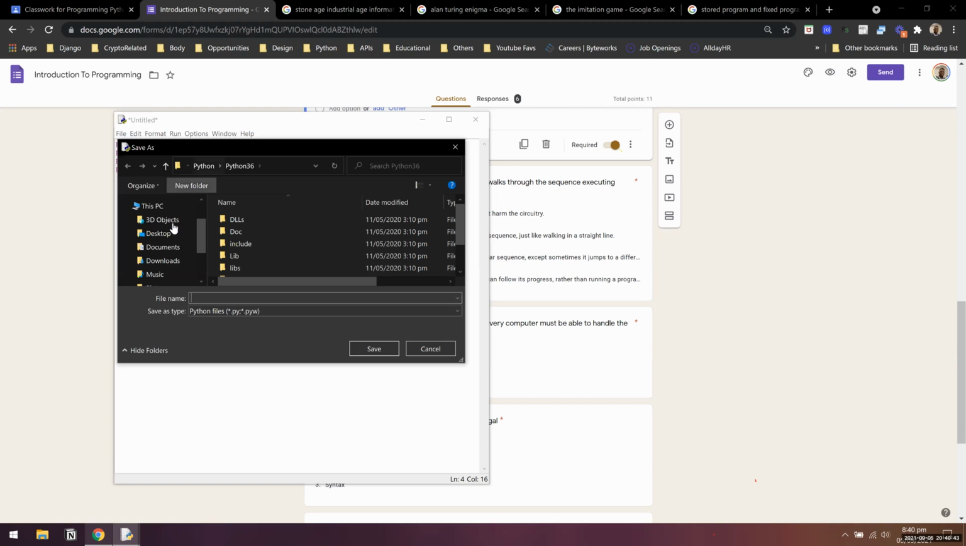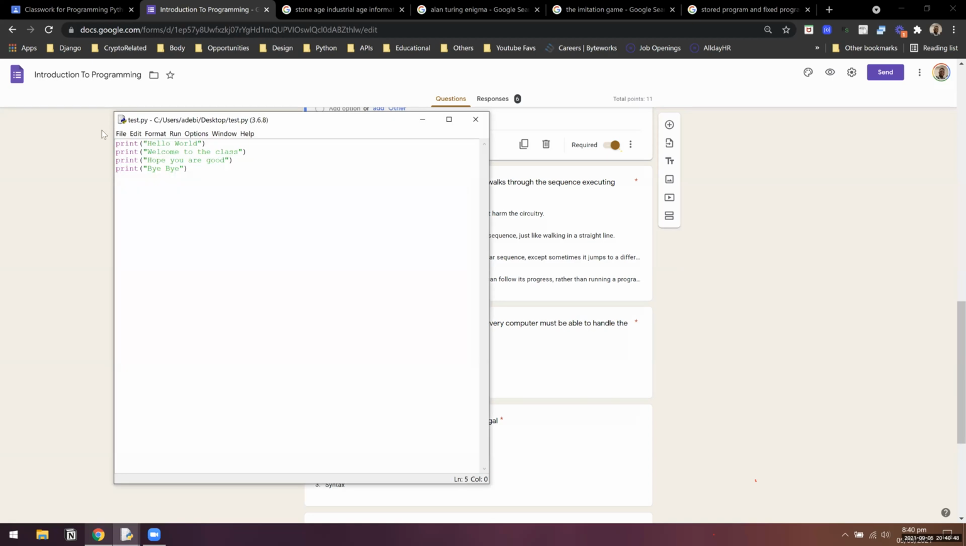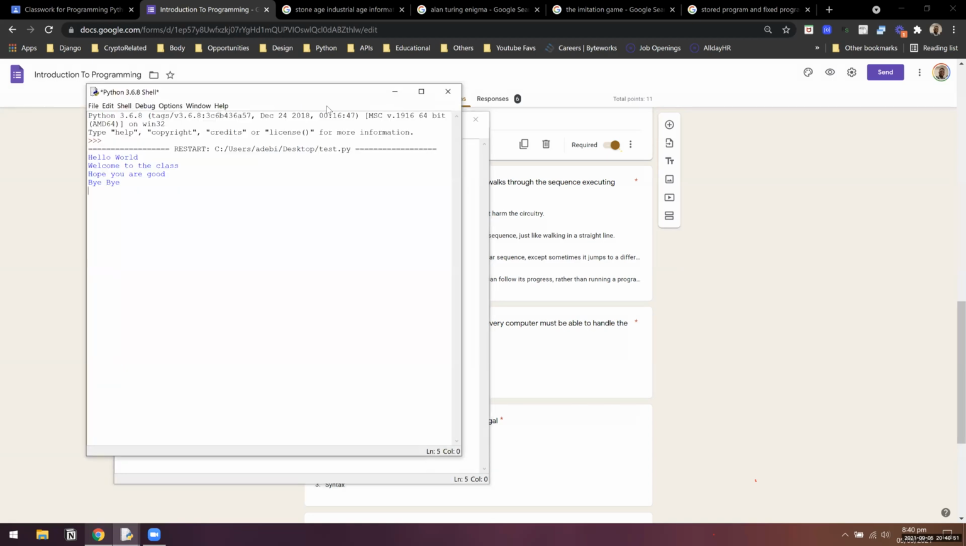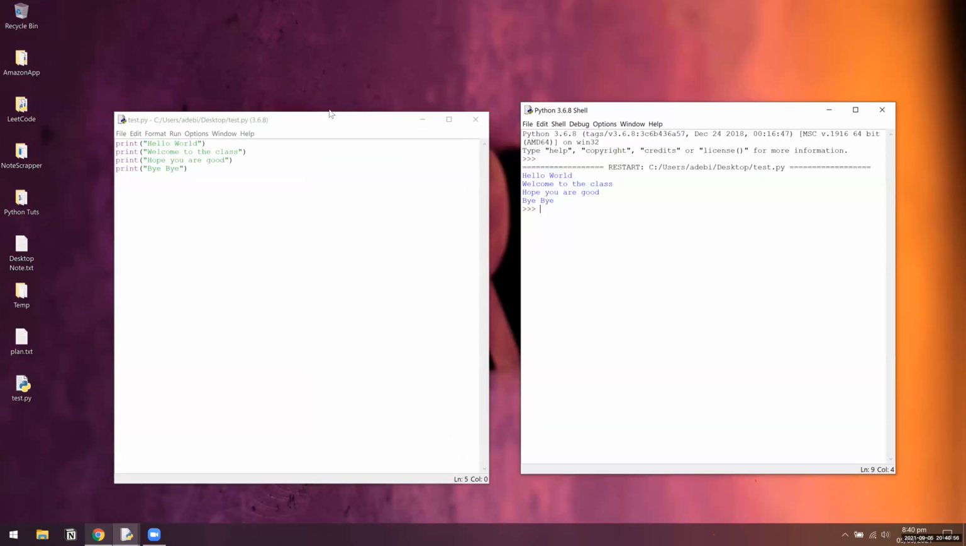Now, if I were to store this program and call it test, and I run it, basically what's happening is that it runs the first one, hello world, and prints it out. Then it runs the second one, welcome to the class, prints it out. Then the third one, hope you're good. And then the last one, bye-bye. So essentially, all programming languages run sequentially from the beginning, one by one. They go from one line to the next line, all the way to the end.